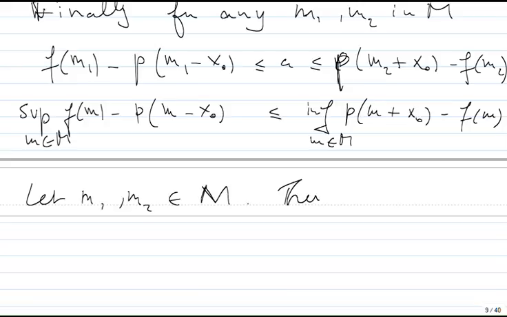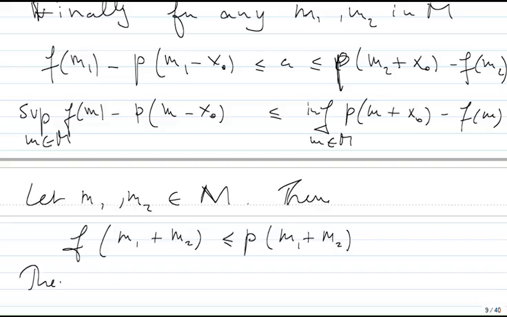Then f of m1 plus m2 is less or equal than p of m1 plus m2. So here we're using our assumption on f defined on m that you have this control by p. Okay? Linearity of f gives us what?